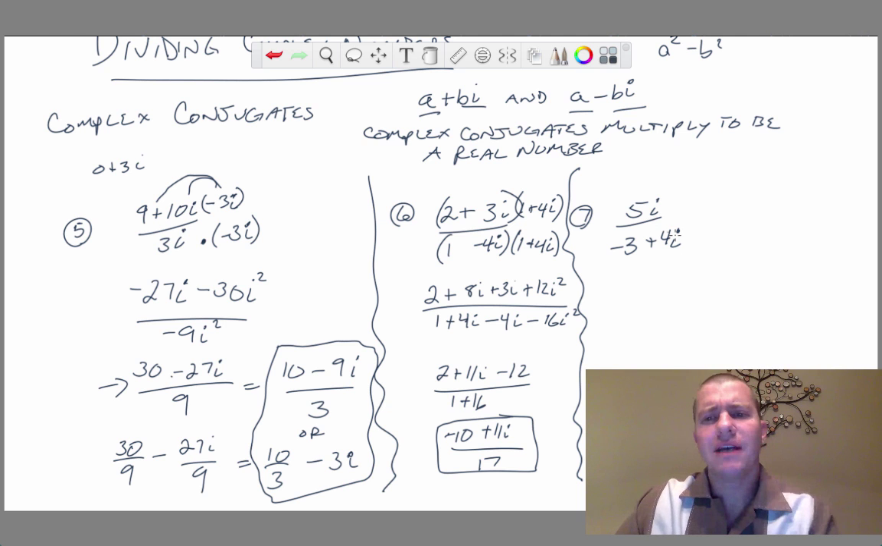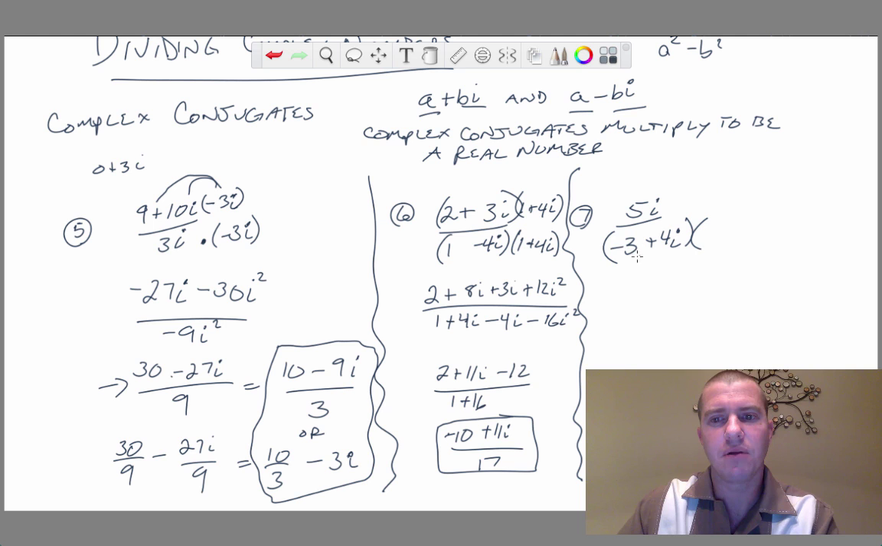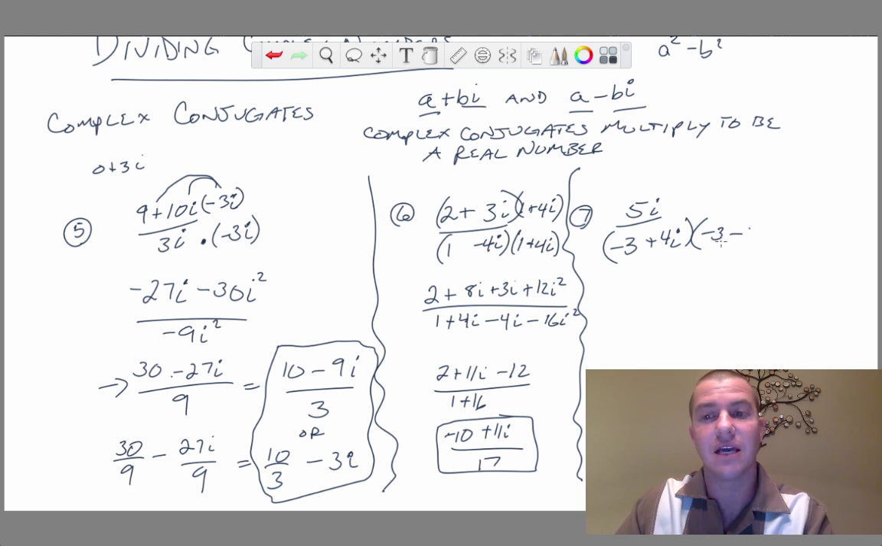And for this last one, this messes some people up. A couple things to remember. You're multiplying by the denominator's conjugate, and you multiply the same thing to the numerator and the denominator. What messes people up is this negative sign here. That stays the same. That is still going to be a negative 3. That doesn't change. The only sign that changes is the one between the real part and the imaginary part. So the conjugate of negative 3 plus 4i is going to be negative 3 minus 4i.